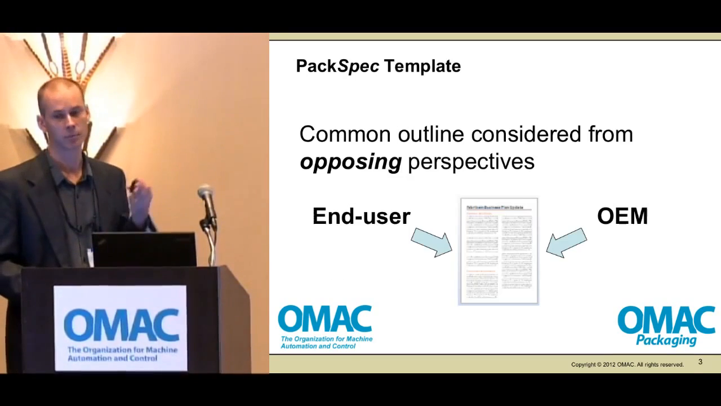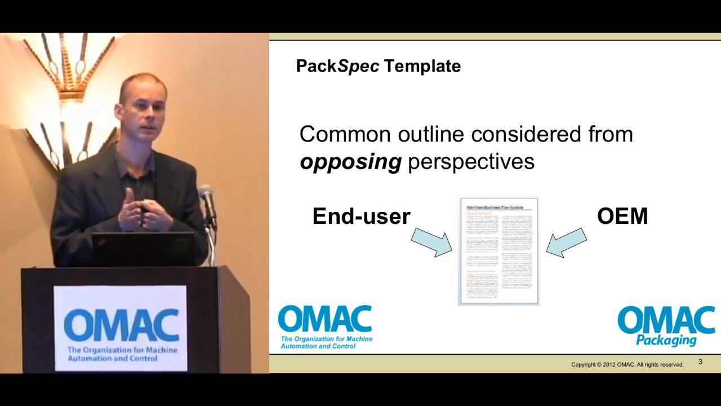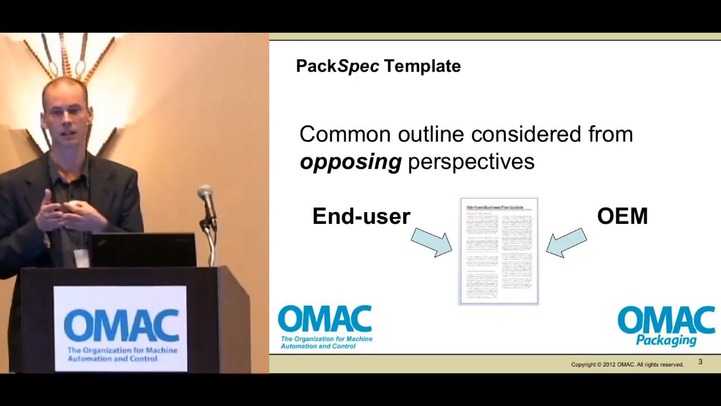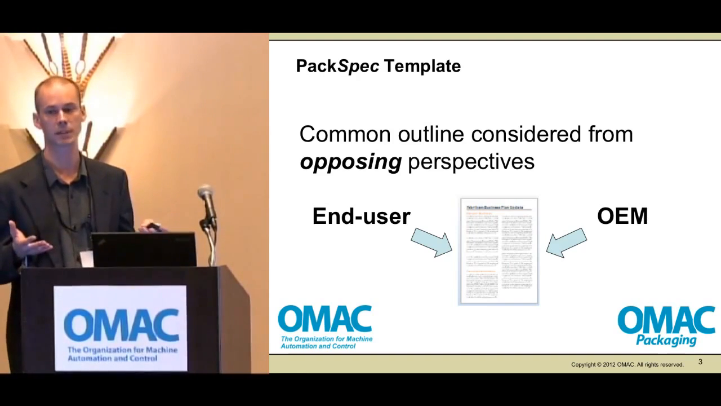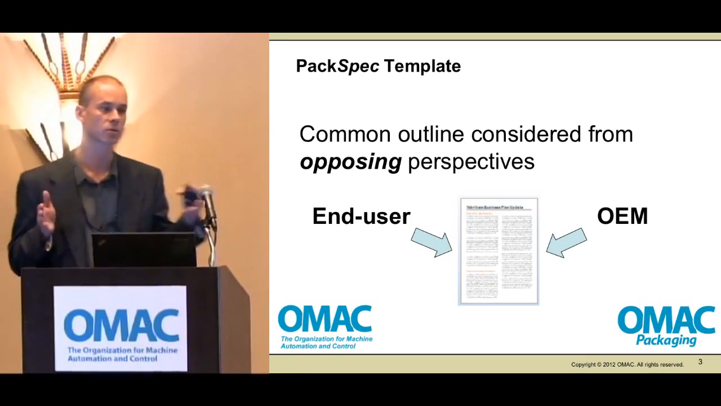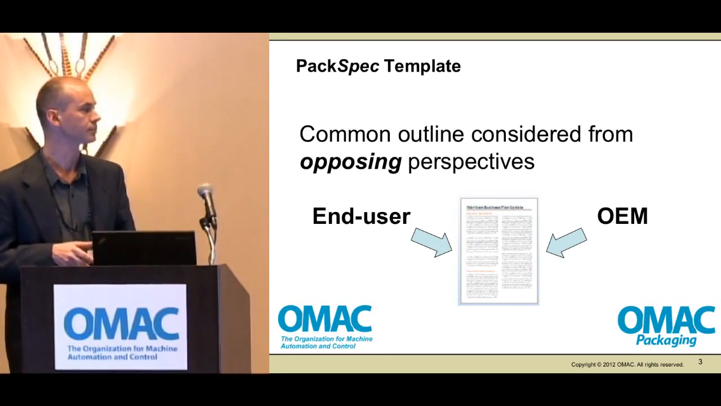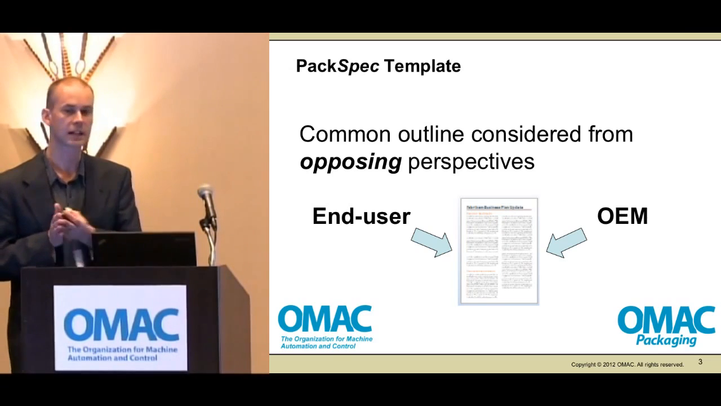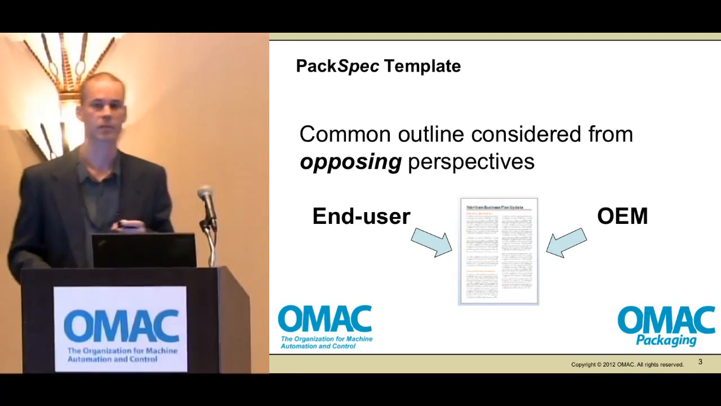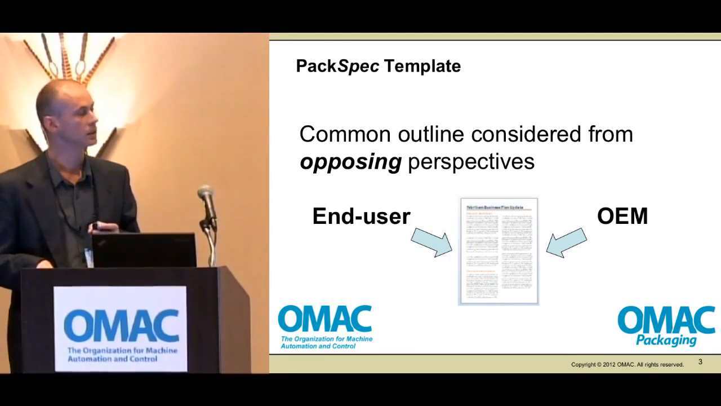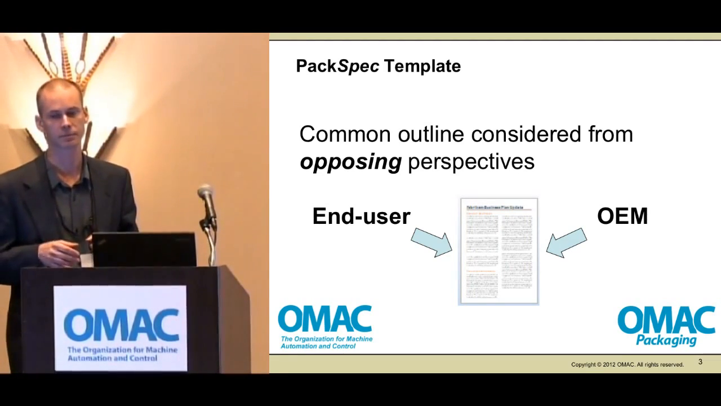So we've defined what we're calling a PackSpec template. What we've done is to describe a series of steps that are involved on the part of the end user in creating a user requirement specification. So what components does that URS have? On the flip side, we take that same set of steps and view it from the point of view of the machine builder. So in this case, from the OEM's perspective, this would be something like a functional specification.